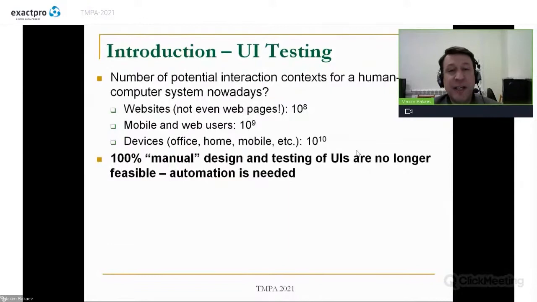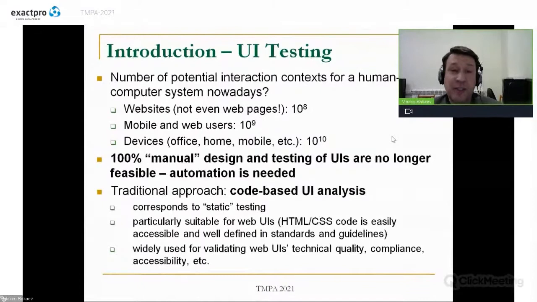And the traditional approach is the same as analyzing the program code. So basically you take the code of a user interface and perform the analysis, which is a sort of static testing. So you have the code and you analyze it. And actually it's proven to be quite successful in some aspects. For example, to check accessibility aspects, compliance to, for example, usability standards and so on. And also it's pretty easy to do with the code.